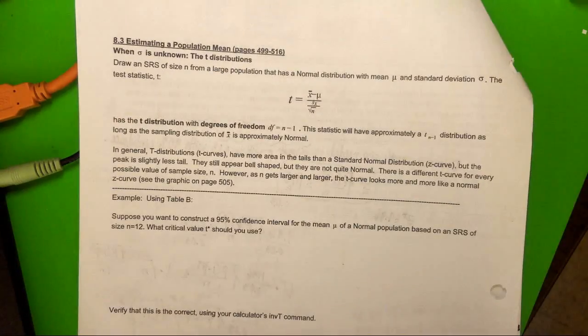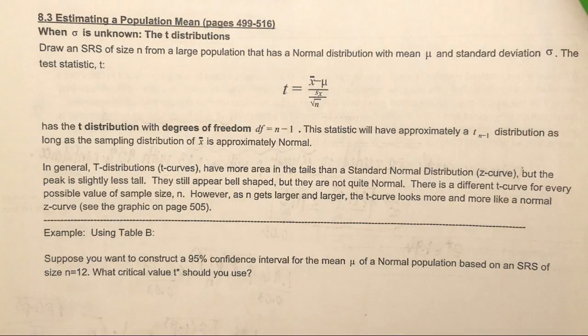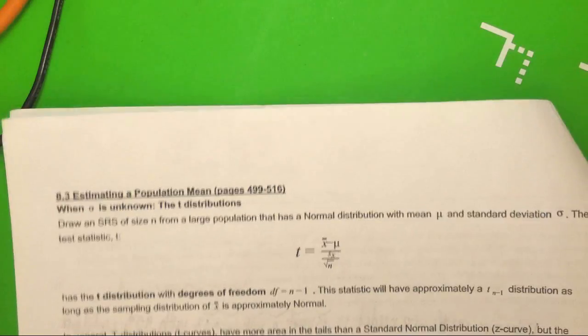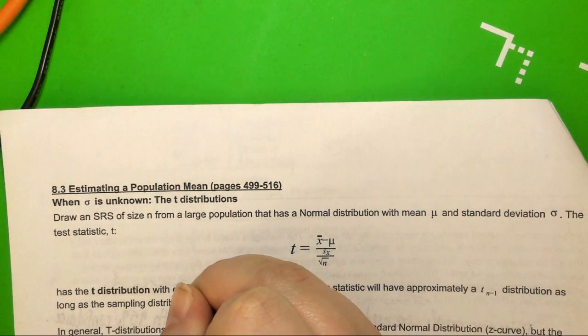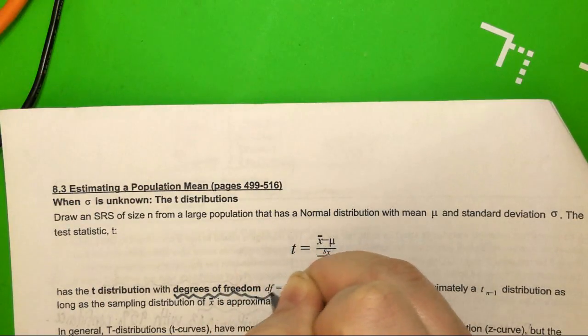So let's read. It says, draw a simple random sample of size n from a population that has a normal distribution with mean mu and standard deviation sigma. The test statistic t has the t distribution with degrees of freedom, and then they have a formula for it, and it's n minus 1. So first thing we need to know, degrees of freedom, n minus 1.